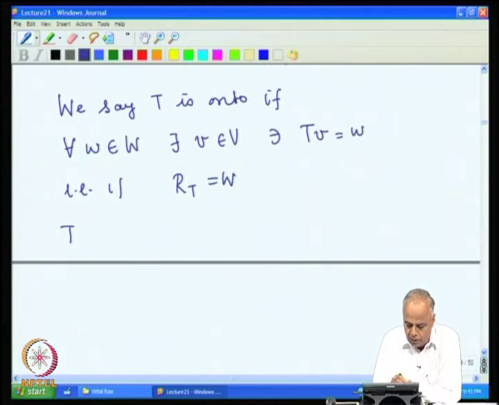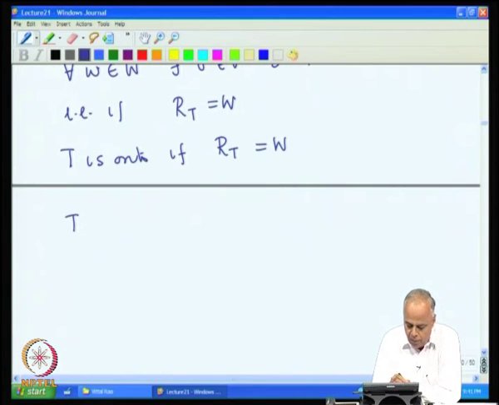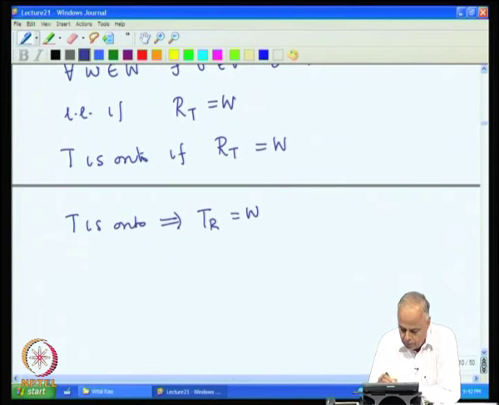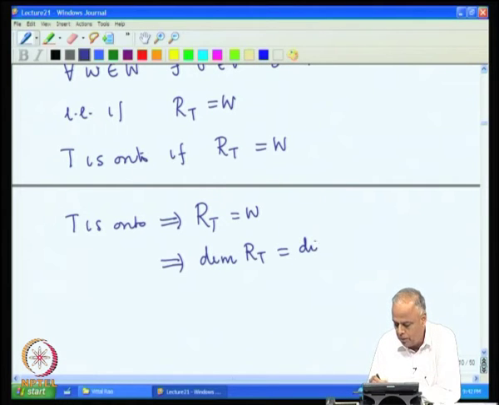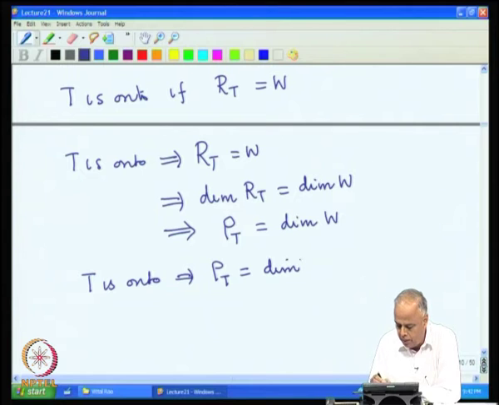So, the definition therefore is: T is onto if the range of T is equal to W. Therefore, the dimension of the range of T must be the same as the dimension of W, but the dimension of the range of T is what we called the rank of T, and therefore, the rank of T must be equal to the dimension of W. So, we have T is onto implies the rank of T is the dimension of W.